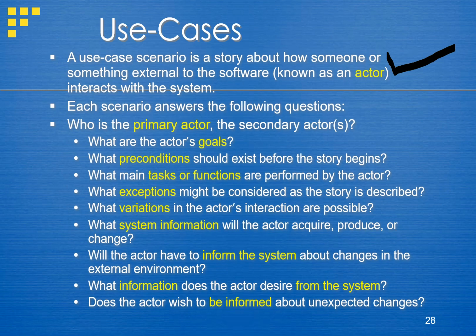What main tasks or functions are performed by the actor? What expectations might be considered as the story is described? What variations in actors' interaction are possible? System information: will the actor acquire, produce or change it? Will the actor have to inform the system about changes? What information does the actor desire from the system? And does the actor wish to be informed about unexpected changes? So all these are different questions. There can be many questions, but these are the generalized set of questions which need to be asked when use case scenarios are drawn. Okay.